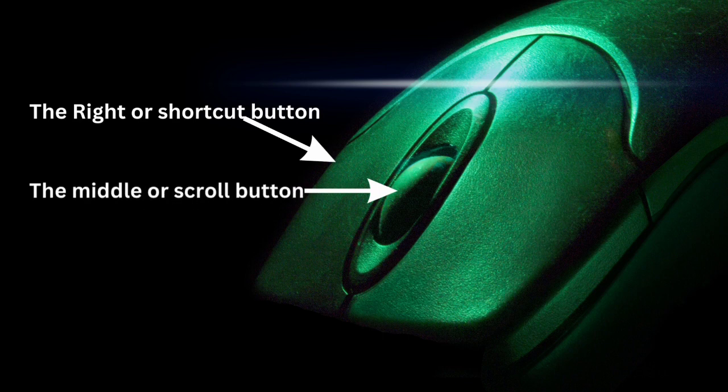Now the next one there is the middle or scroll button. This functions by moving the roller or middle button to scroll the window page. You can actually use that rollable part in the middle there to move upwards and downwards.